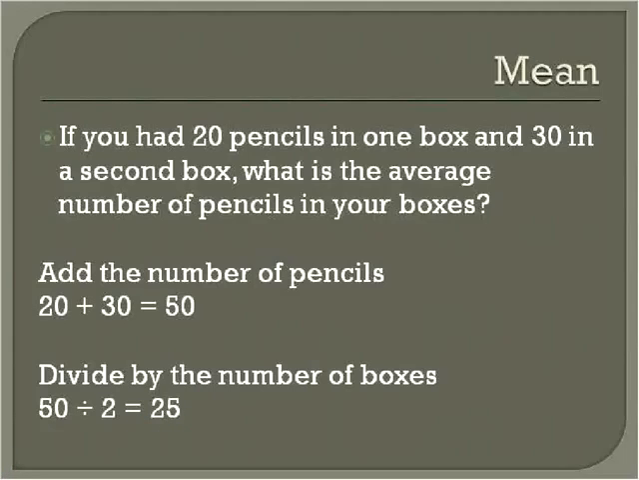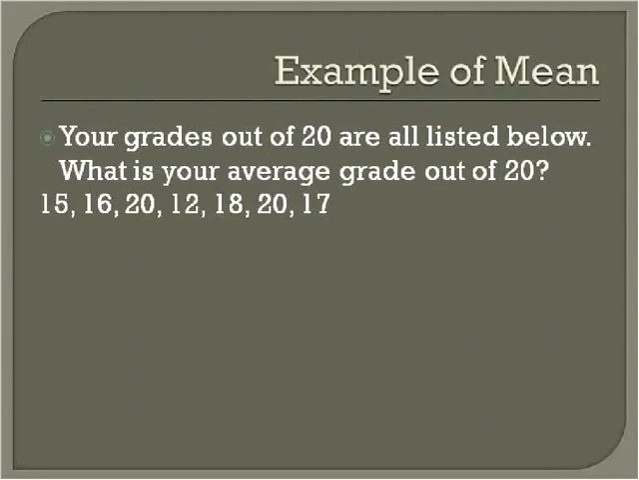Let's look at another example. Let's say you have grades out of 20, and they're all listed below here: 15, 16, 20, 12, 18, 20, and 17. You want to know what your average grade is. You're finding the mean. So what we're going to do is the same steps we did last time.